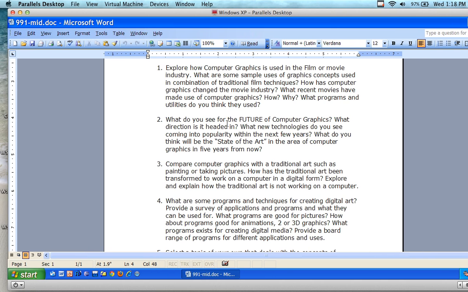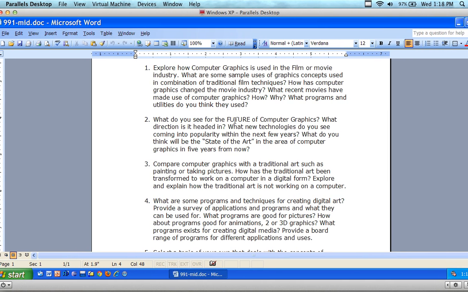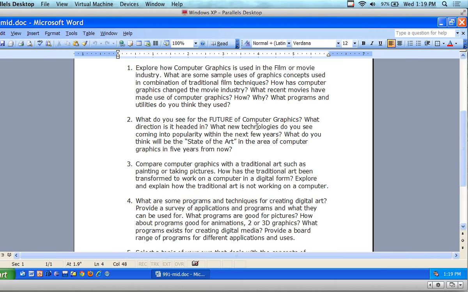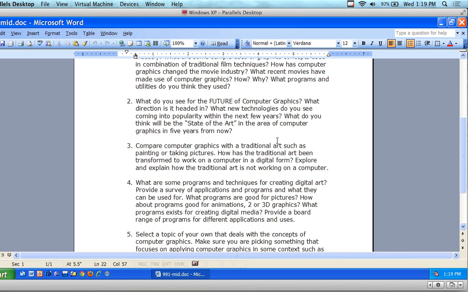So number 2, the idea here is to look at the future of computer graphics. Where do you think we're headed? What direction are we headed in? What new technologies do you see coming into popularity? And this is all speculation within the next few years. There's no right or wrong answer to any of this. What do you think will be the state of the art in computer graphics 5 years from now? Or 10 years from now? What do you forecast?